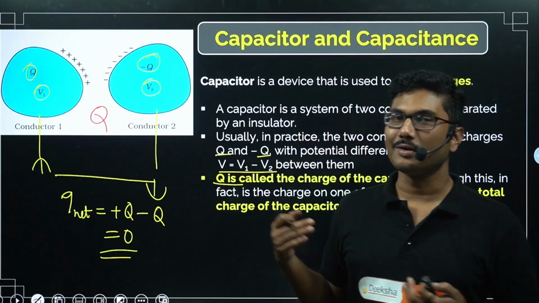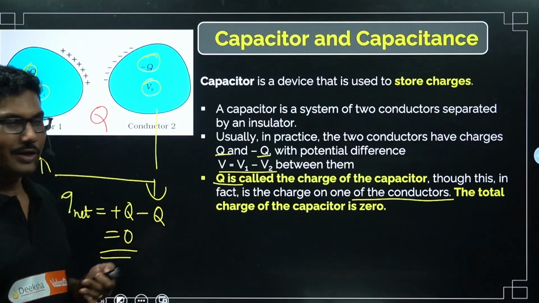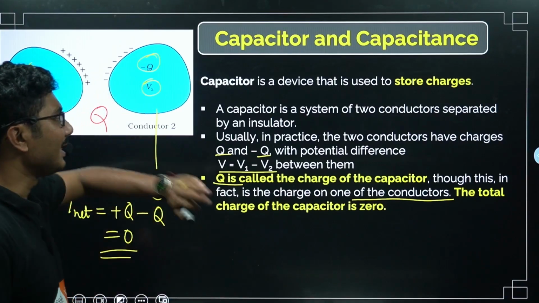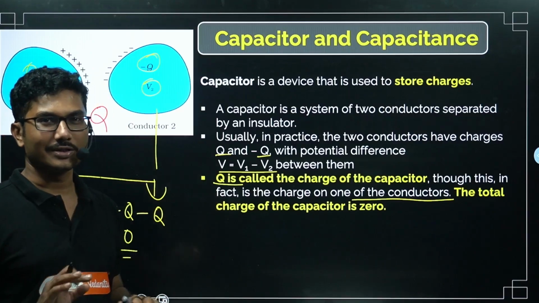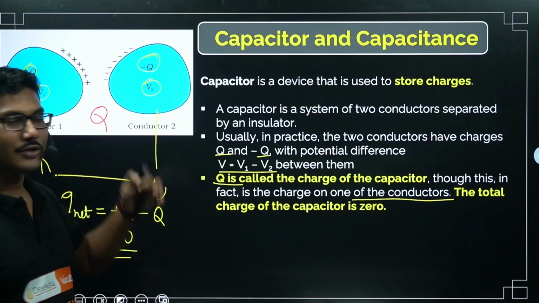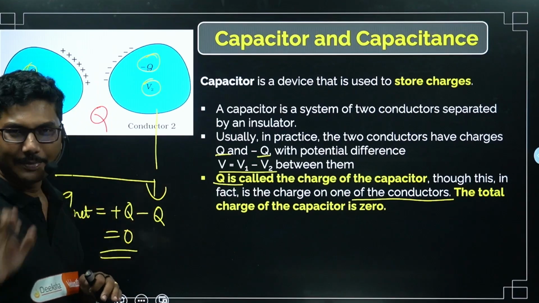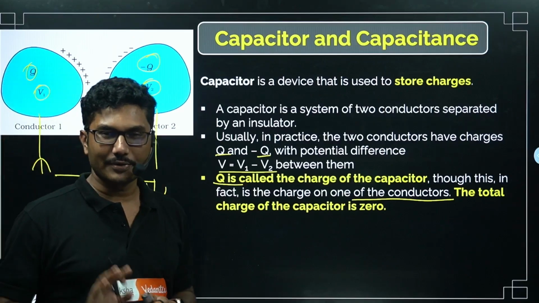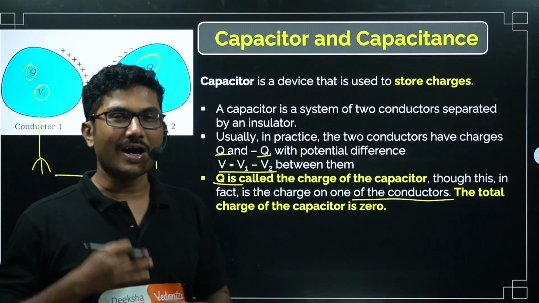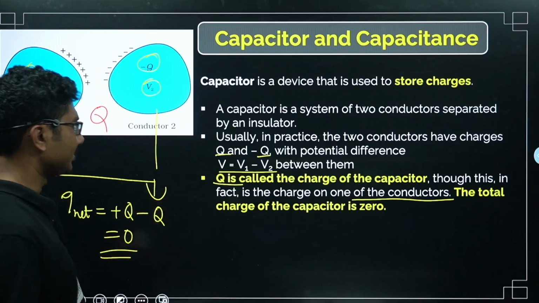There are different forms in which you store energy. One of the forms is via charges. So this is a device where you store energy via charges. That's why we generally say it is a device used to store charges. But the total charge is 0, and even if you charge one plate, the other plate automatically becomes negatively charged. There is a mechanism for that, but it is no longer part of your syllabus, so I am not going to discuss it. But you should remember that it is happening via charges. That's why it is called a device used to store charges.